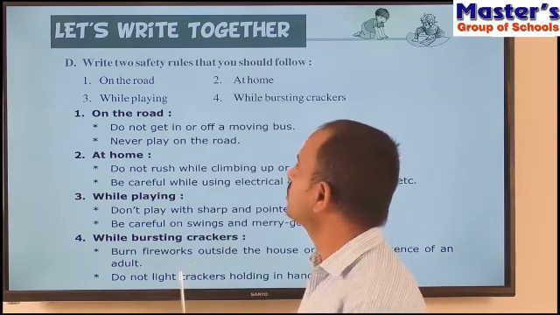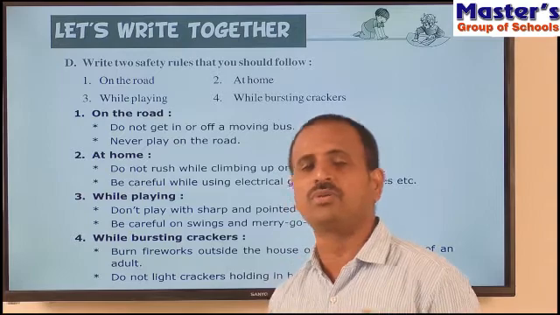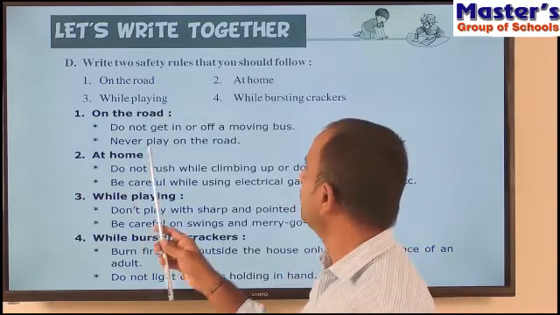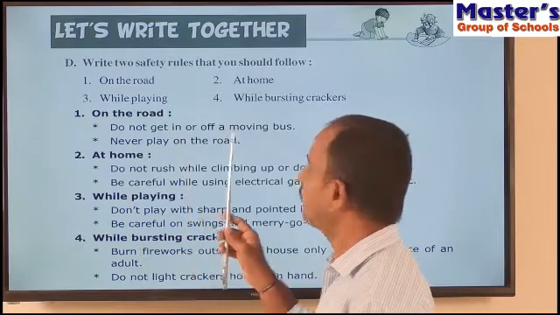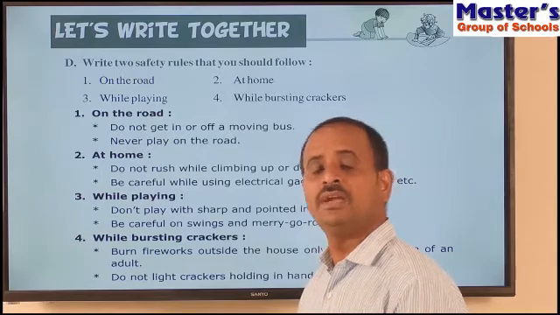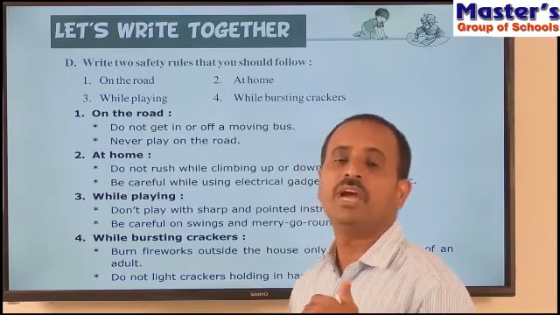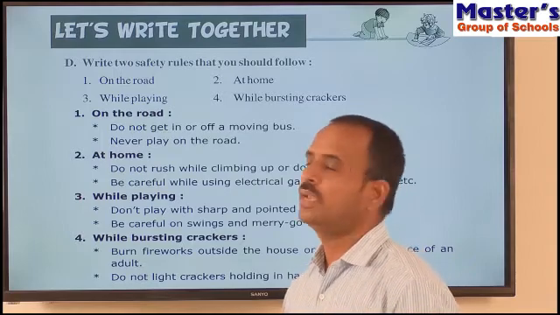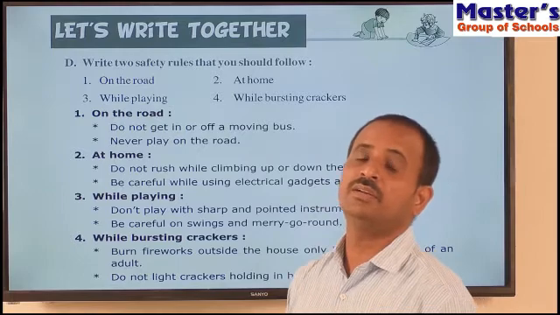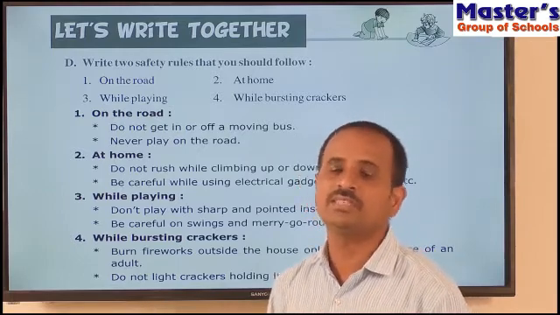So children, these are some safety rules, and we have also learned about some more rules which we have discussed in the chapter. So the first one is do not get in or off a moving bus. We should not get in or get down from a moving bus and ensure that the bus is completely stopped. Then only we have to get in or get down. And also, never play on the road. You will observe some children generally play on the streets or roads, which will cause accidents.